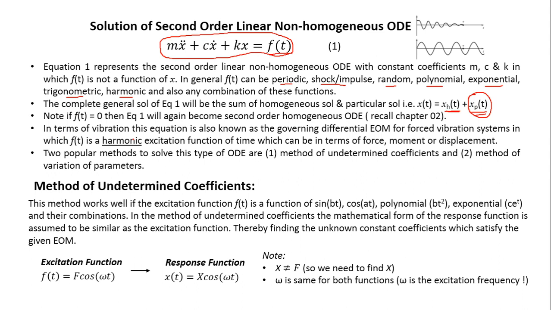So equation number one is therefore known as the governing differential equation of motion for forced vibration systems. And in this chapter, we're going to consider this function F(t) as harmonic only. Okay, so we're going to consider it as a harmonic excitation function.